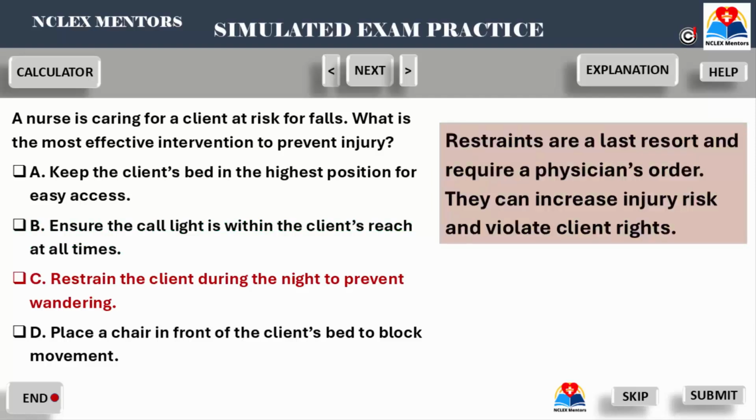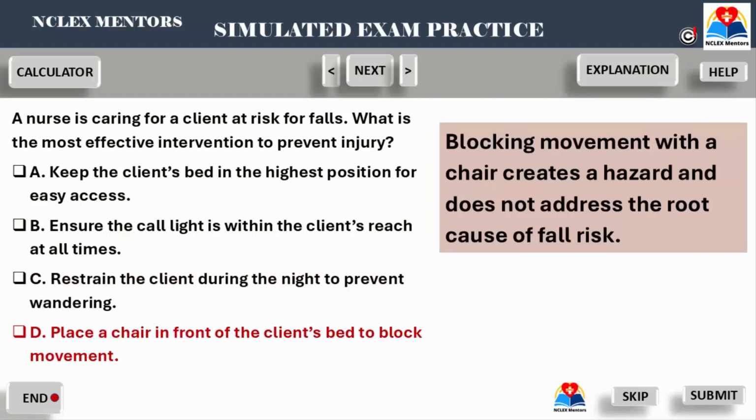Option C, restrain the client during the night to prevent wandering. Whoa, stop right there. Restraints? That's a last resort. Not only do they require a doctor's order, but they can increase agitation, lead to injury, and compromise the patient's dignity. We don't jump to restraints. We try alternatives first.